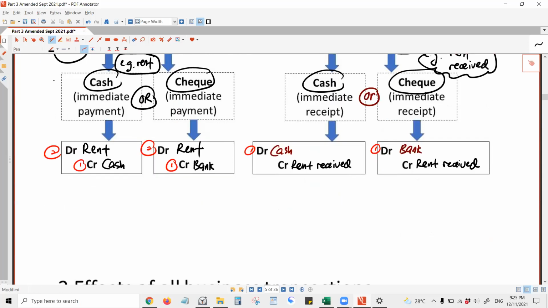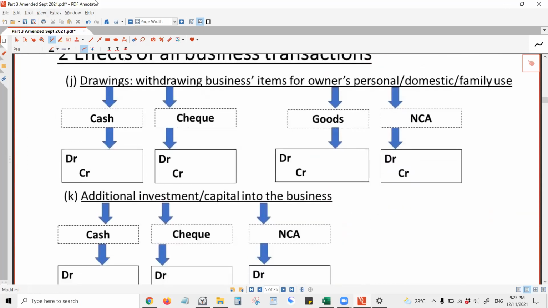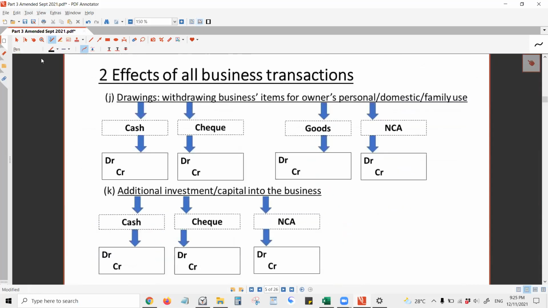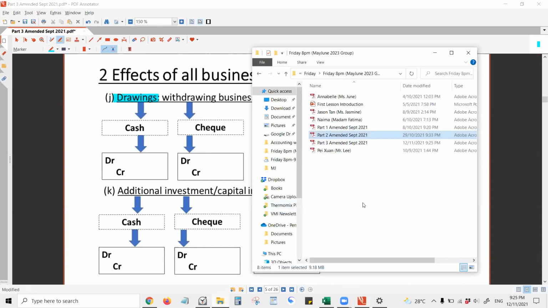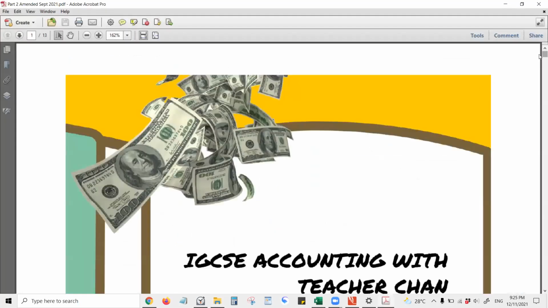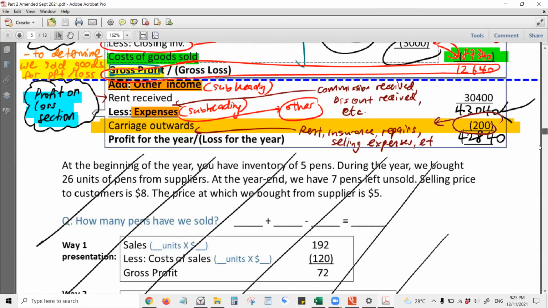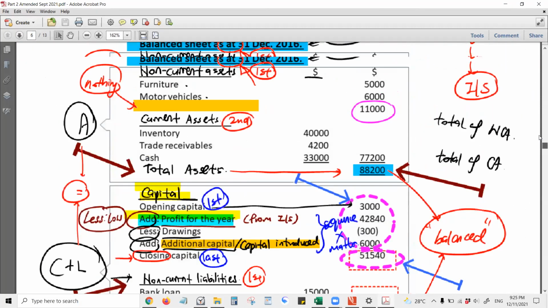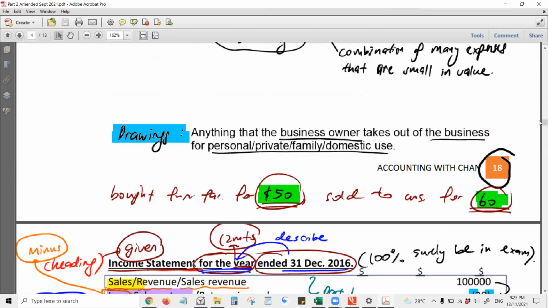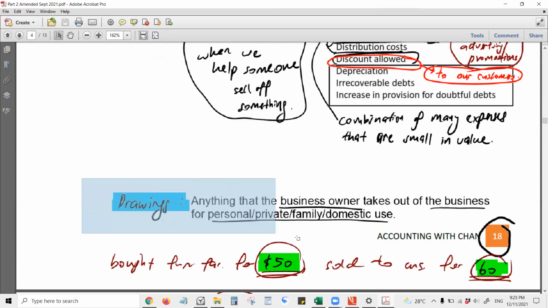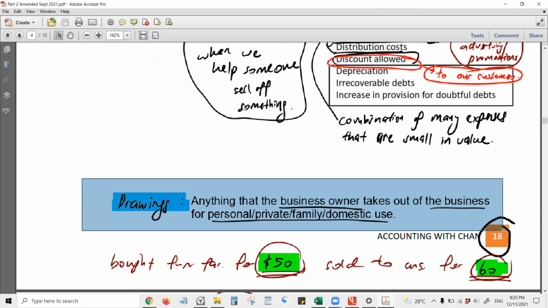Okay, continue. Now here is a word known as drawings. Have I taught you this word drawings? Yes, you learn it in part 2. Let me show you. Here. Okay, I have written the definition for you, right? Anything that the business owner takes out of the business for personal use.